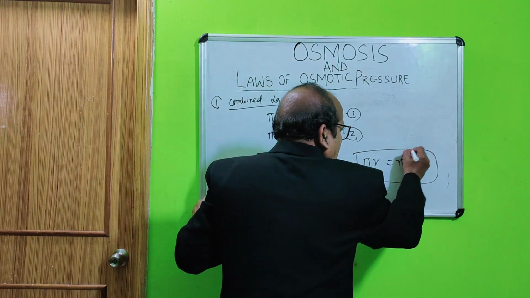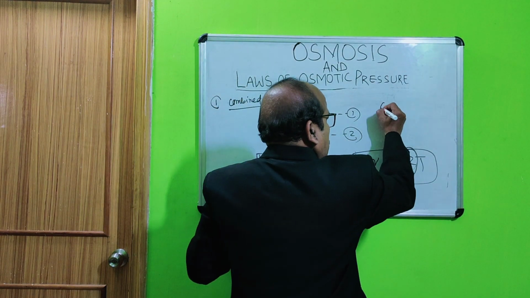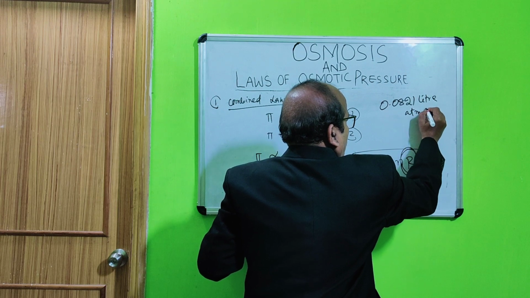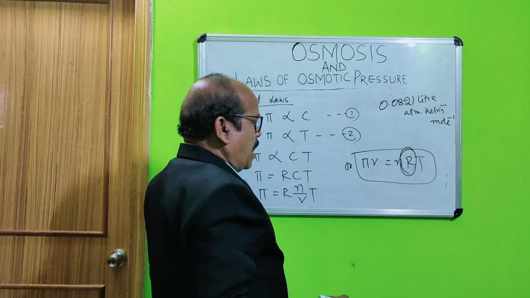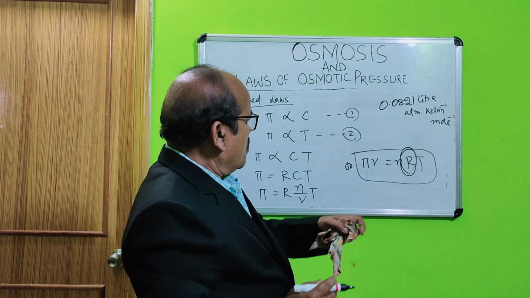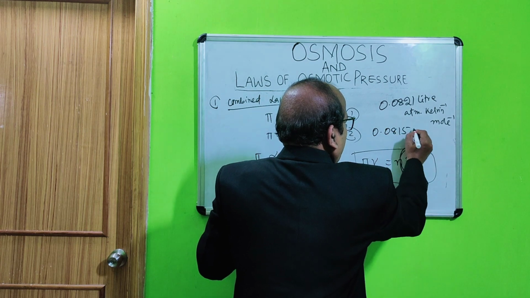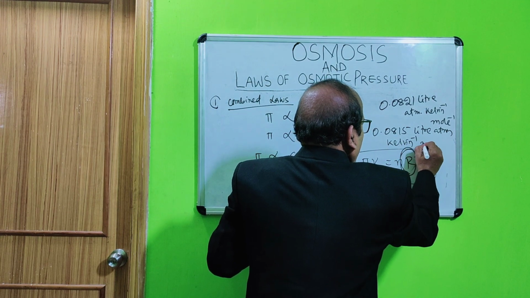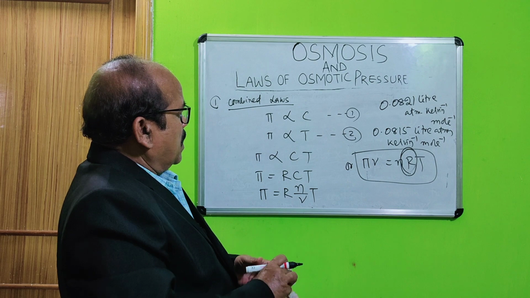Now here R is the universal gas constant. In case of gas laws we have read that the value is 0.0821 liter atmosphere per degree per mole. The value of the universal gas constant is 0.0821 liter atmosphere per degree per mole. But in case of liquid, the value is 0.0815 liter atmosphere per degree per mole. This is almost similar. So the laws of osmotic pressure are clear to you all.